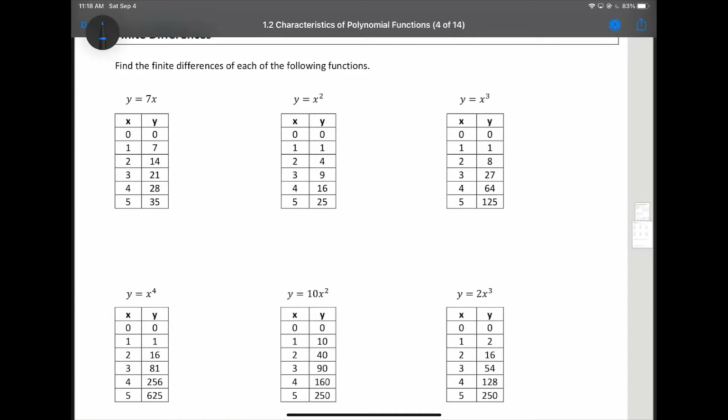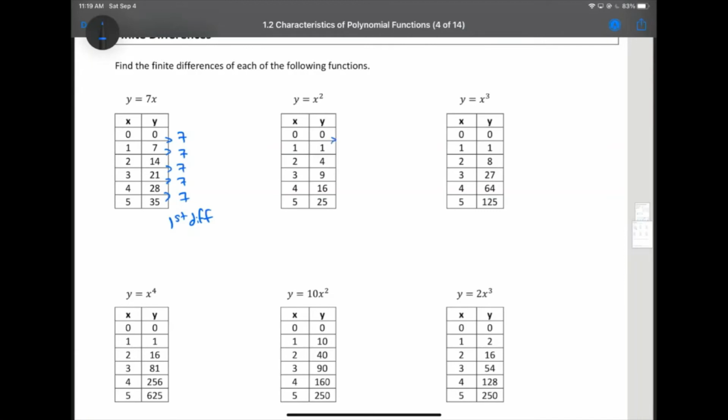And we can see here that the first differences between each of these are 7, 7, 14 to 21 goes up 7, 21 to 28 goes up 7, 28 to 35 goes up 7. So this becomes entirely constant for the first difference.